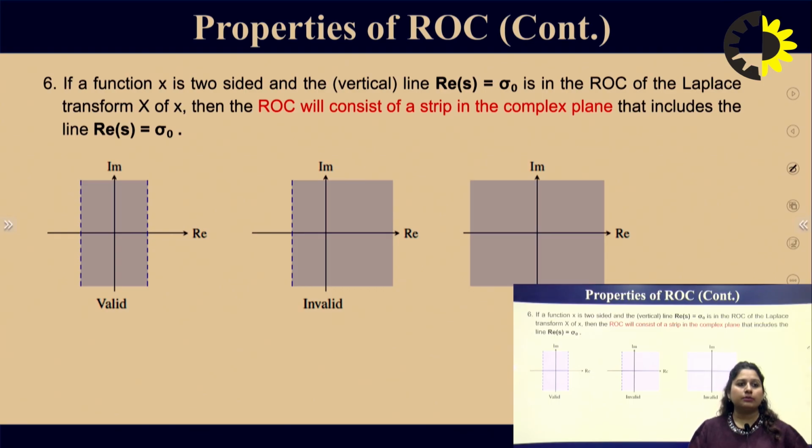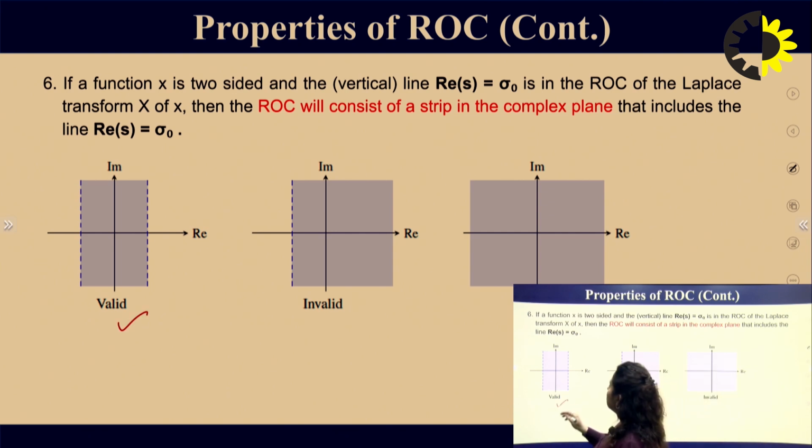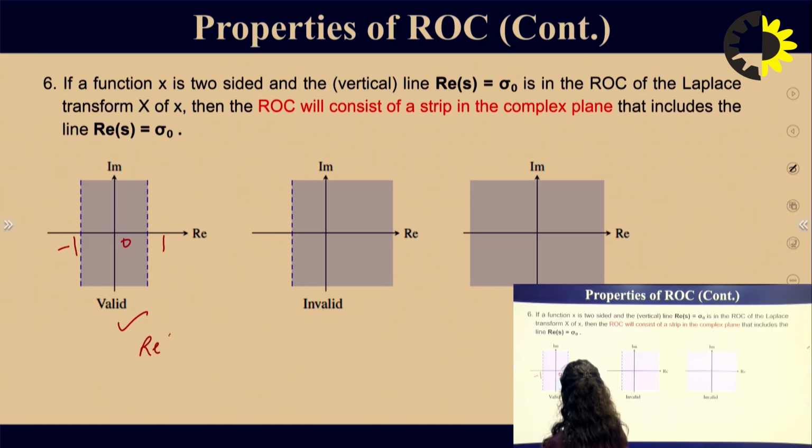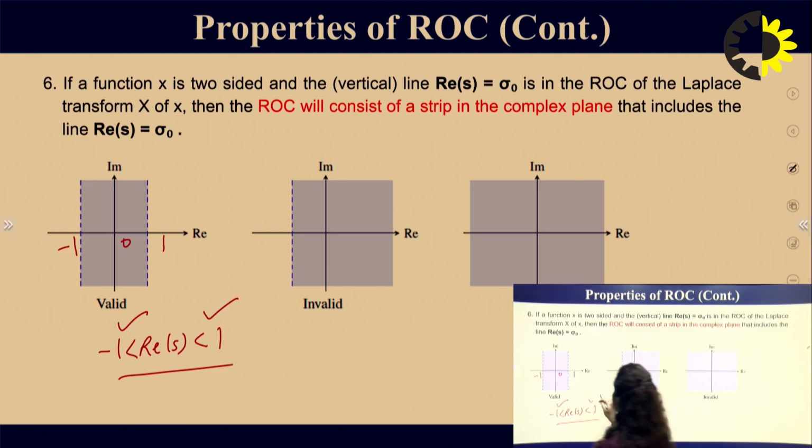So the sixth property: if a function x is two-sided and the vertical line real of s equivalent to sigma naught is in the ROC of the Laplace transform. If the function is two-sided, then the first one is the valid ROC, suppose the poles are at minus 1 and 1 and this is 0. So we write here real of s greater than minus 1 and less than 1, which is the valid ROC.